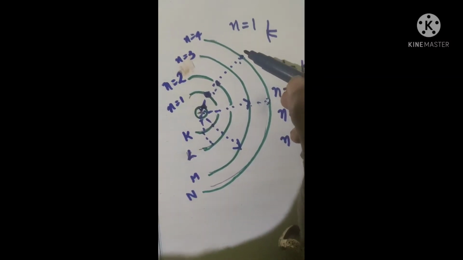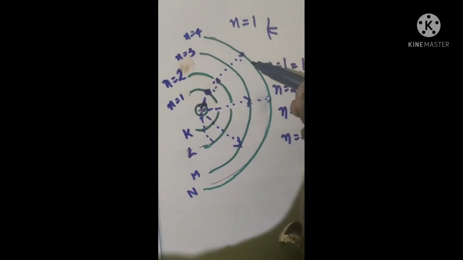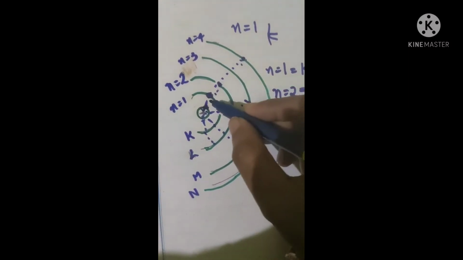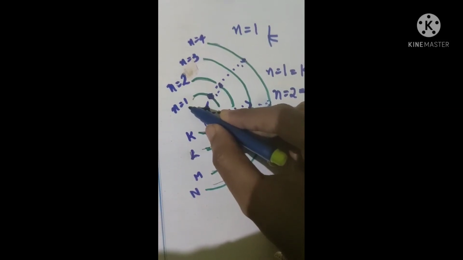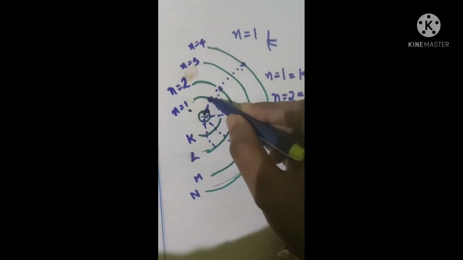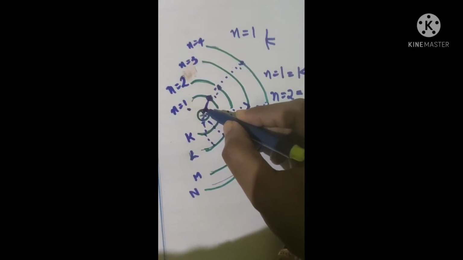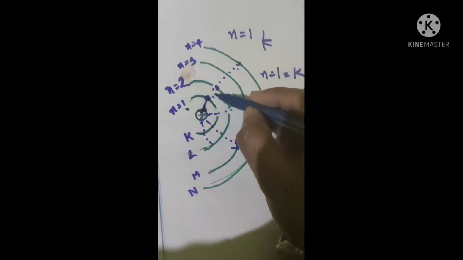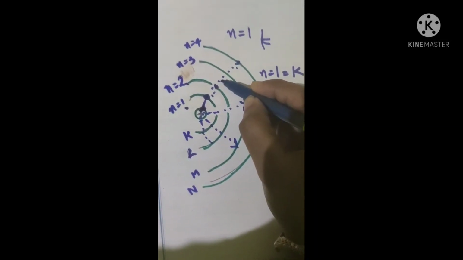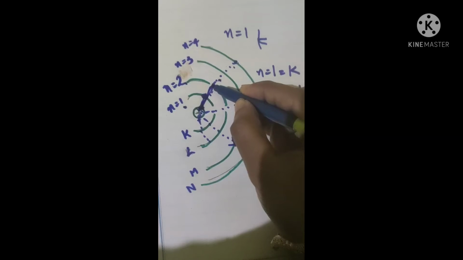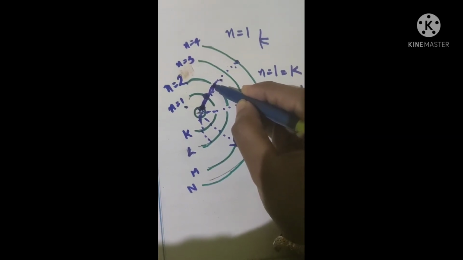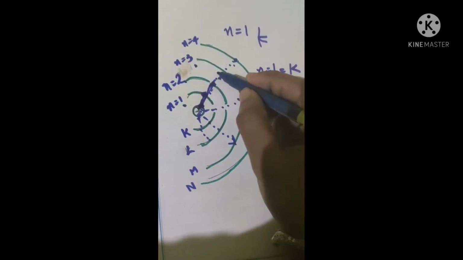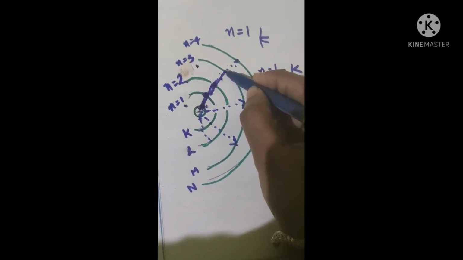As the value of n increases, the energy level gets farther away from the nucleus. That is, n equal 1 represents the energy level nearest to the nucleus, n equal 2 the next energy level further away from the nucleus, and n equal 3 the next energy level further away from the nucleus, and so on.